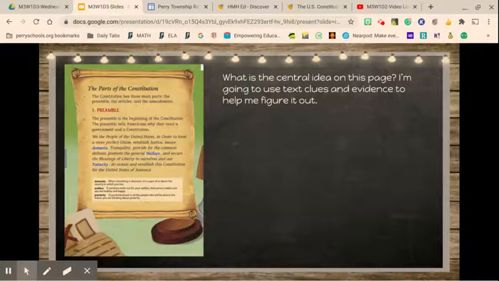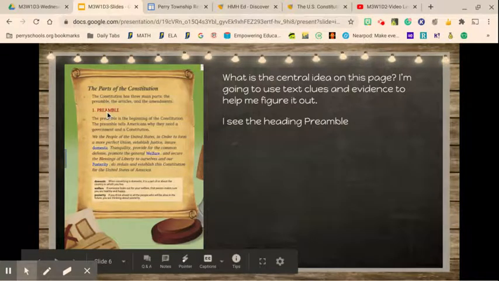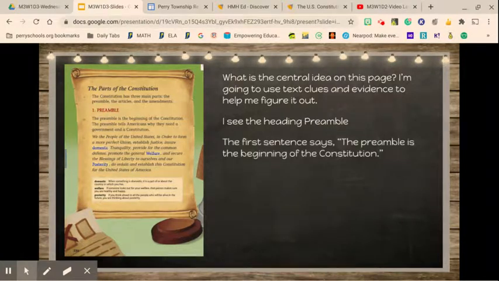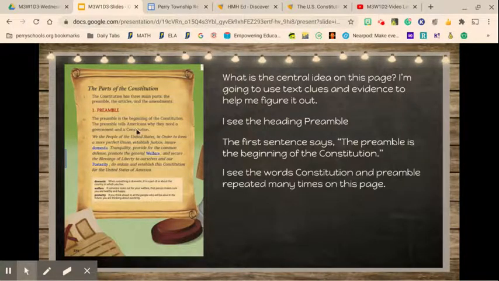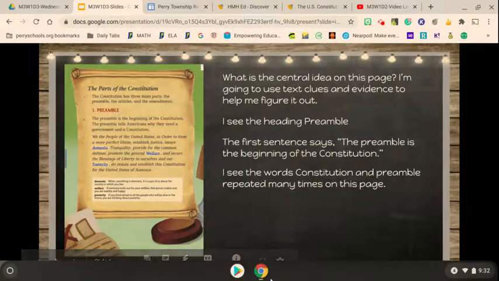So I'm trying to figure out the central idea on this page. I'm going to use my text clues and my evidence to help me figure this out. So I see the heading preamble right here. So I'm guessing that this section is going to be all about the preamble. The first section says, the preamble is the beginning of the Constitution. So I know that the beginning of the Constitution is the preamble.